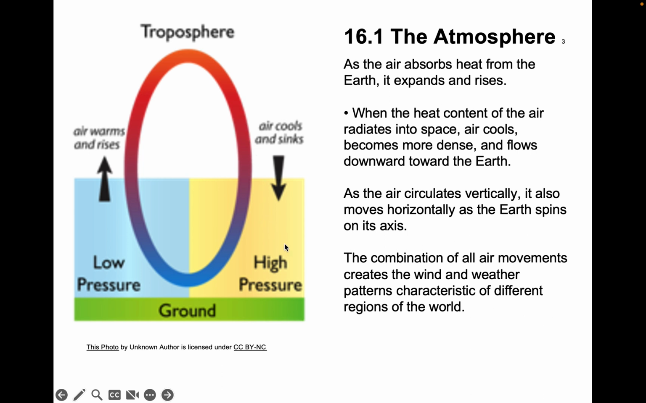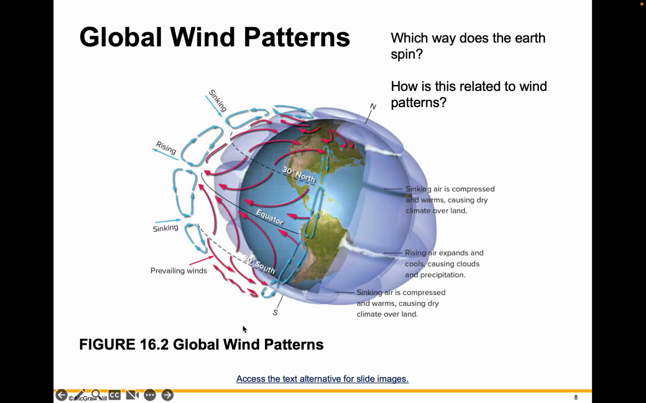So that forms areas of high pressure, where there's cool air that sinks, and low pressure, where warm air is rising. The combination of all air movements creates the wind and the weather patterns characteristic of different regions in the world. Keep in mind that as air is circulating vertically, it also moves horizontally as the earth spins underneath it on its axis, which leads to some really cool patterns like this.